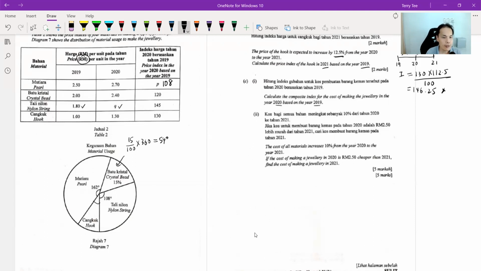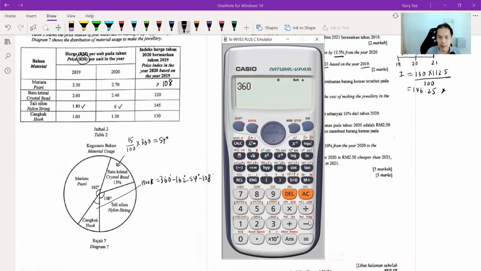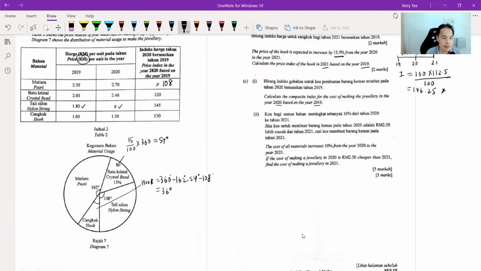Now, not only that, we need to find the angle for the hook. Maybe I just put an arrow here for the hook. We take 360 minus 162 minus 54 and minus the angle for nylon string, 108. All these are angles in degrees. So let's take 360 minus 162 minus 54 minus 108. I got 36. Your angle is 36 degrees. Right, so I've got all the angles that I need.